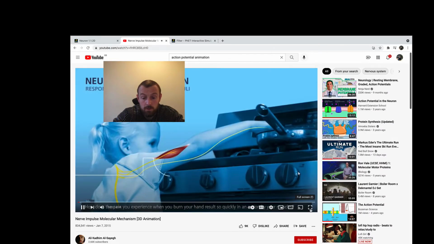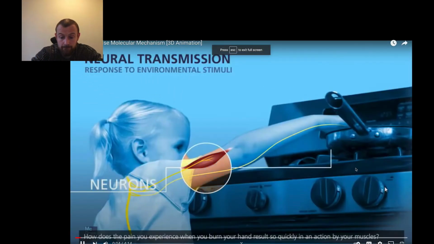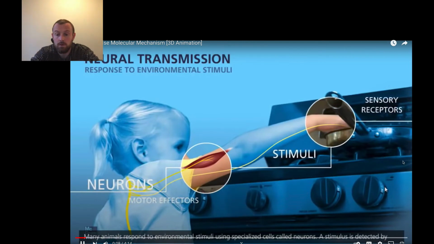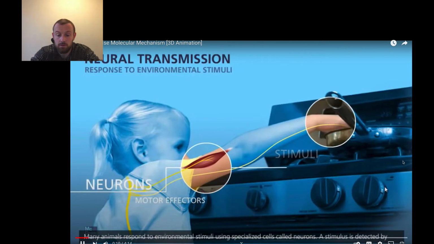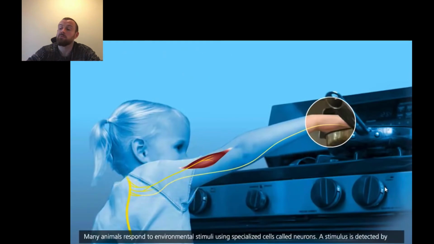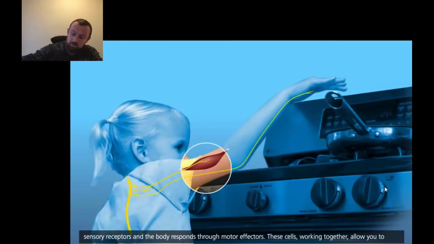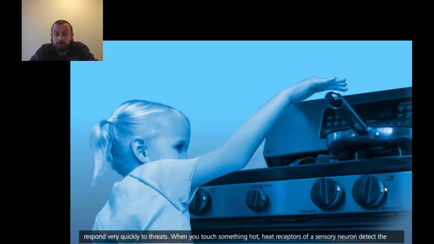You experience when you burn your hand results so quickly in an action by your muscles. Many animals respond to environmental stimuli using specialized cells called neurons. A stimulus is detected by sensory receptors, and the body responds through motor effectors. These cells working together allow you to respond very quickly to threats.